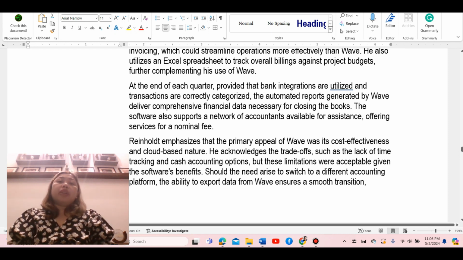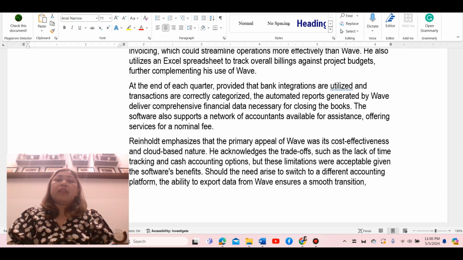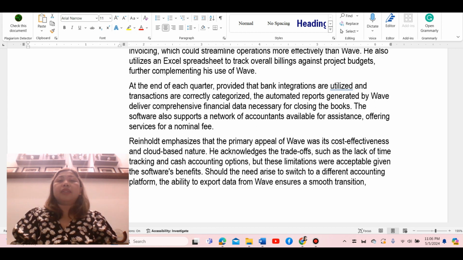At the end of each quarter, provided that bank integration is utilized and transactions are correctly categorized, the automated reports generated by Wave deliver comprehensive financial data necessary for closing the books. The software also supports a network of accountants available for assistance, offering service for a nominal fee.